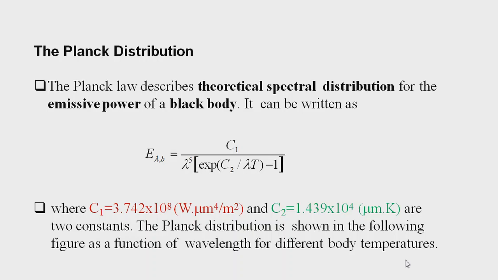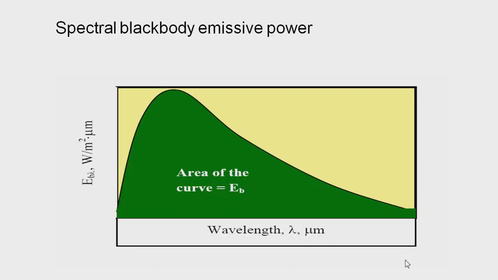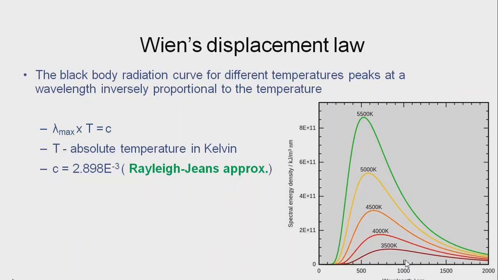Now there is an important law called the Planck Distribution Law, according to which the theoretical spectral distribution for the emissive power of a black body is a function of lambda and T, and it can be written as follows, where C1 and C2 are constants. The Planck distribution is shown in the following figure as a function of wavelength for different body temperatures. Basically, this diagram is this one. At different temperatures, emissive power is plotted with wavelength.